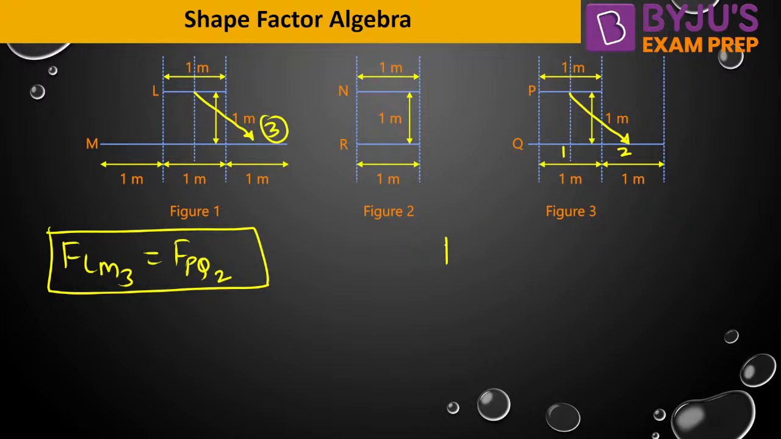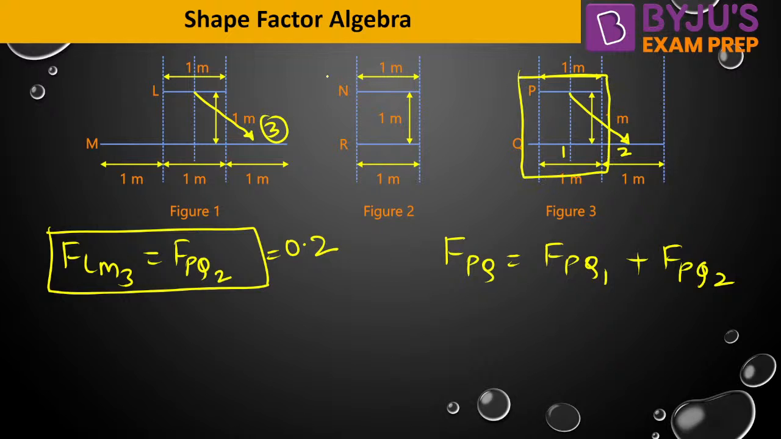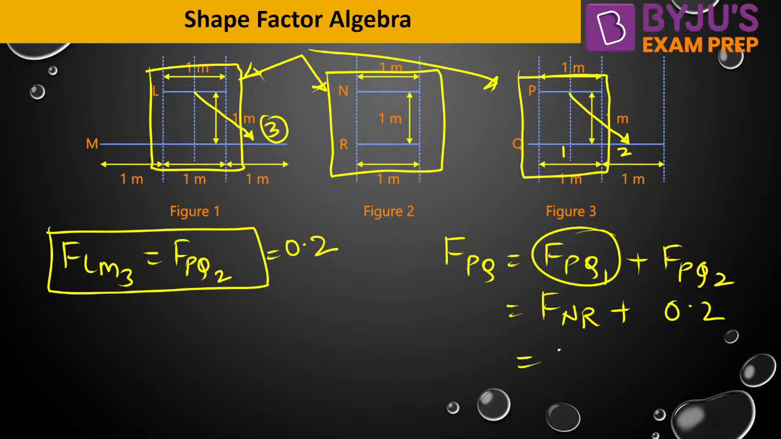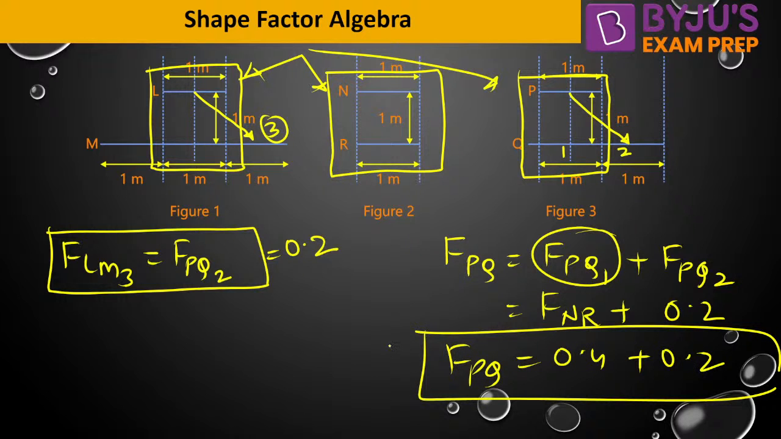And from the superposition principle, FPQ can be written as FPQ1 plus FPQ2. FPQ1 will be the same as FNR, that is the same as FLM2, isn't it? From the symmetry principle, these will have the same shape factors. So that is equal to FNR plus FPQ2, that is 0.4 plus 0.2. So FPQ will have the value 0.6 as the correct answer.